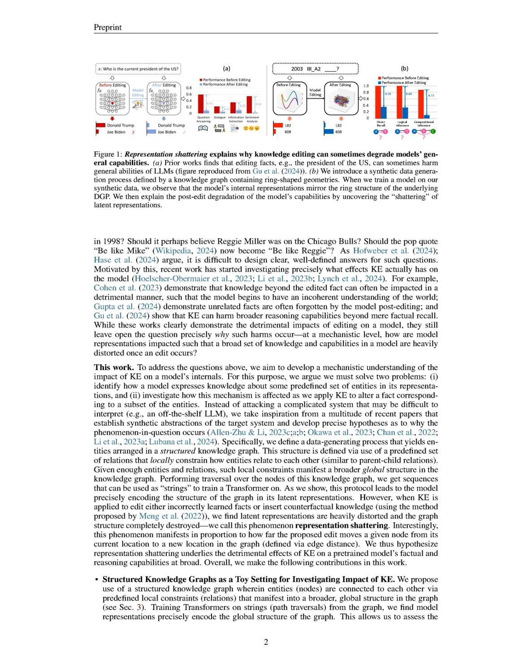This distortion correlates with the distance of the edit in the graph, suggesting that the further an edit moves a node from its original position, the more detrimental the effects on the model's factual and reasoning capabilities. Overall, the method seeks to explain why K can harm a model's abilities by analyzing the changes in its internal representations in a structured knowledge graph context.